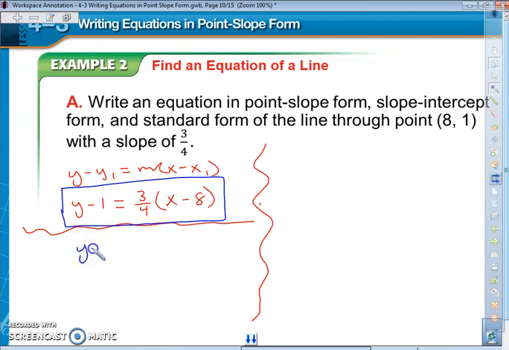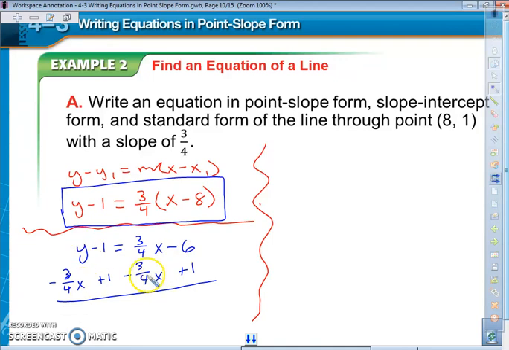So now, y minus 1 equals 3/4 x minus 8 times 3 is 24. 24 divided by 4 is 6 right there. Now, I want to make this into standard form. So what do I want to do? I want to move this over and move this -1 over here. So I'm going to subtract 3/4 x, subtract 3/4 x. And at the same time, I'm going to add 1 right here and add 1 right there.